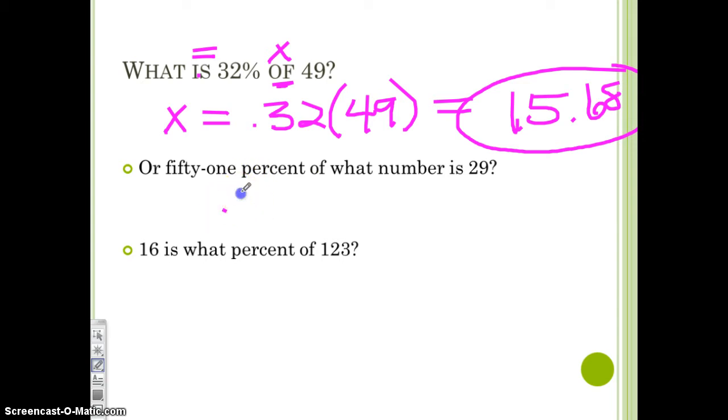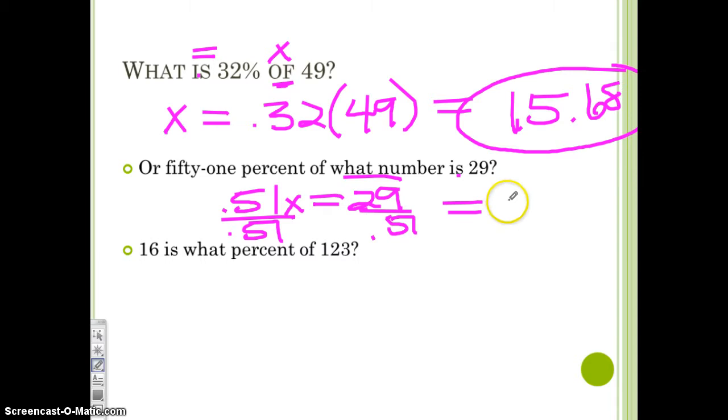51%, so 0.51 of what number x is, that's our equals, 29. 0.51x is equal to 29. Divide both sides by 0.51 and we get x is equal to 56.86. Again, if what I'm doing quickly here is confusing, please stop by Live Help. This is just intended to be a review.